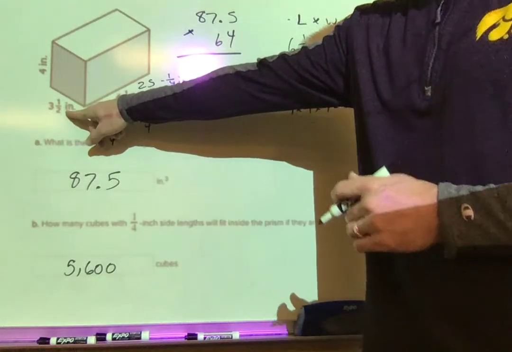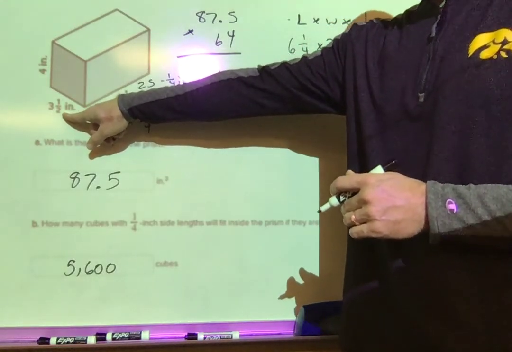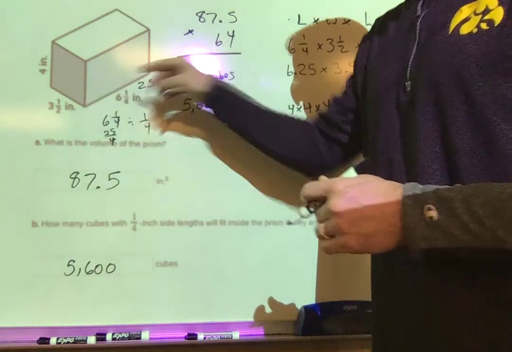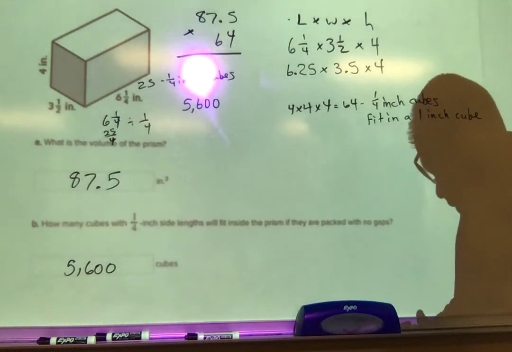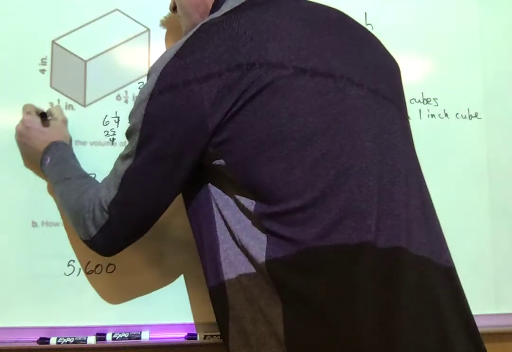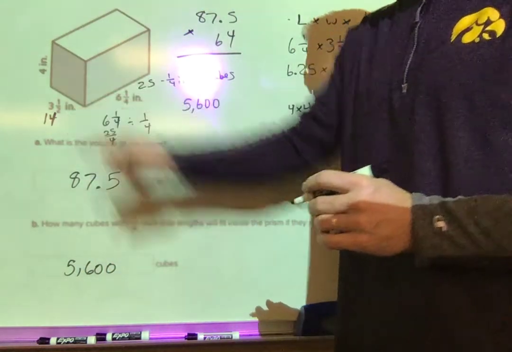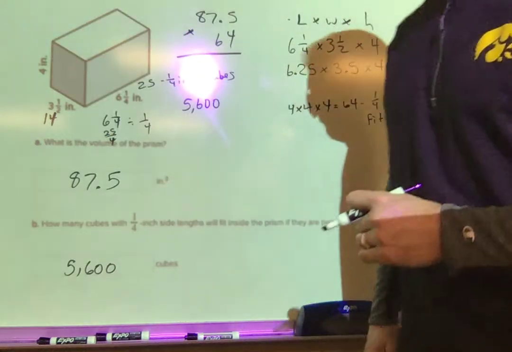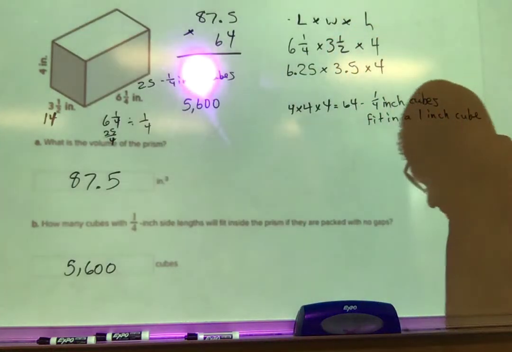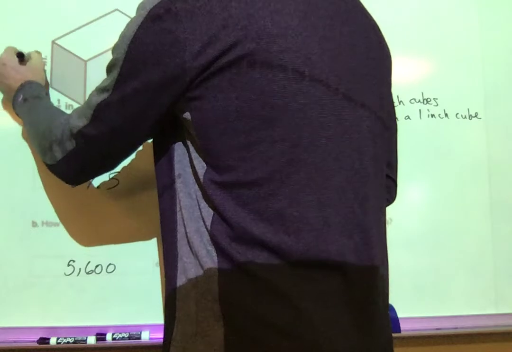And I could do the same thing here. Take 3 1/2 divided by 1/4. How many groups of 1/4 would fit across here? And if you take 3 1/2 divided by 1/4, you're going to get 14 of those little tiny cubes that would fit in here. And then I have to do it again. How many 1/4 inch cubes would fit in 4? So 4 divided by 1/4, you'd get 16.